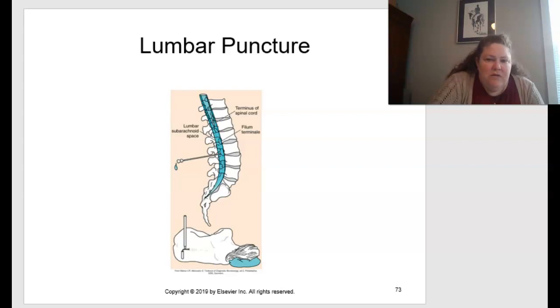This is figure 14.11 in your book on page 344, and this is showing the procedure of the lumbar puncture. So cerebral spinal fluid is obtained by inserting a needle, as you can see here, into the subarachnoid space in the lumbar region.